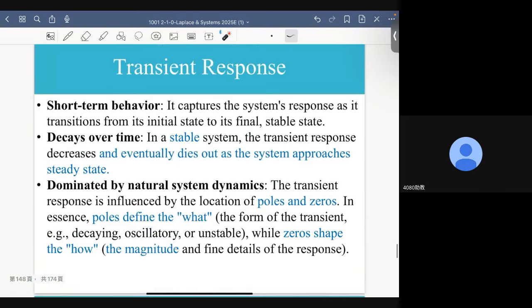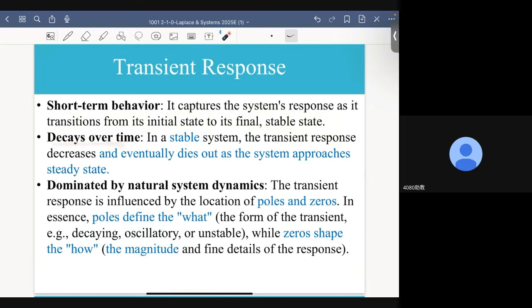Okay, so let me make some remarks about the properties of transient response. Transient response represents the short-term behavior of a system. It captures the system response as it transitions from its initial state to its final stable state. Okay, it represents a process of changing, starting from the initial conditions and going all the way up or all the way down to the final target, which is the steady state of the system.